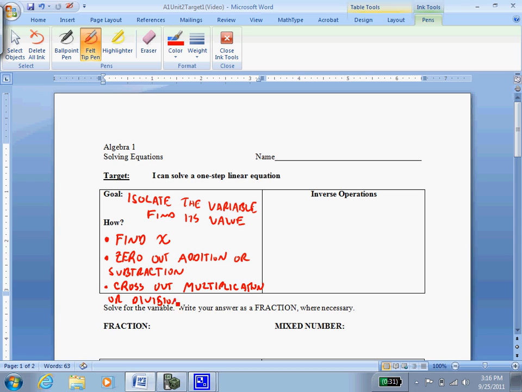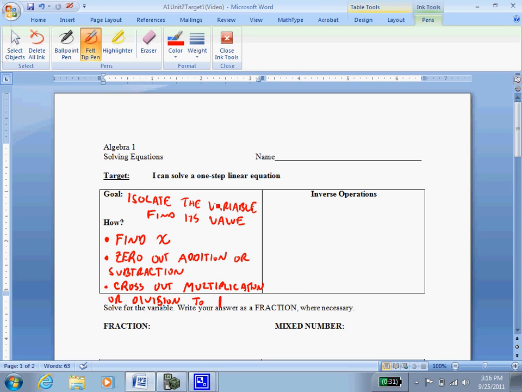And the reason we want to do that, if you have 1 times x, since multiplying by 1 gives you the exact same number, 1 times x would just be x all by itself. And again, that's our goal. We want to isolate the variable. We want to get it all by itself.